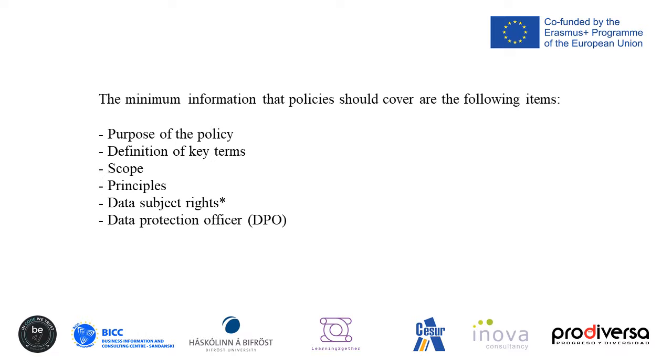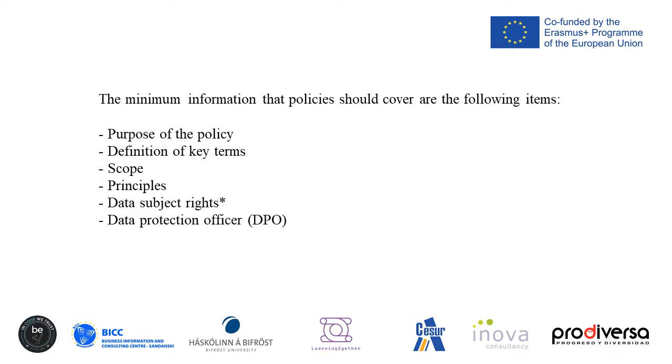The minimum information that policies should cover are the following items. The first one would be the purpose of the policy, which is an introduction explaining the importance of compliance with the policy and why this is necessary in relation to GDPR. Then would be the definition of key terms. The GDPR is full of data protection terminology that needs to be explained. The policy should include a list of suitable terms to be clarified. Third one would be the scope. The GDPR requirements apply to European Union residents' personal data and anyone in your organization who processes that information.